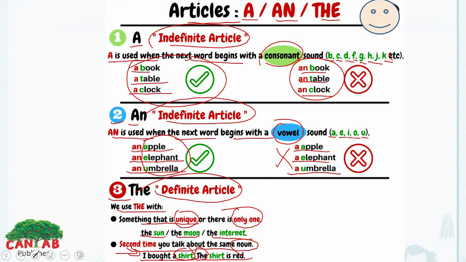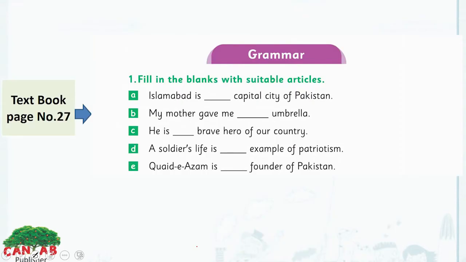So now you have a very good idea of articles. Let's do the exercise. Page number 27 of your textbook. Question 1. Fill in the blanks with suitable articles. A. Islamabad is capital city of Pakistan. Here Pakistan is a proper noun, a specific or unique noun. So we cannot say Islamabad is a capital city of Pakistan. Yes, Islamabad is the capital city of Pakistan.